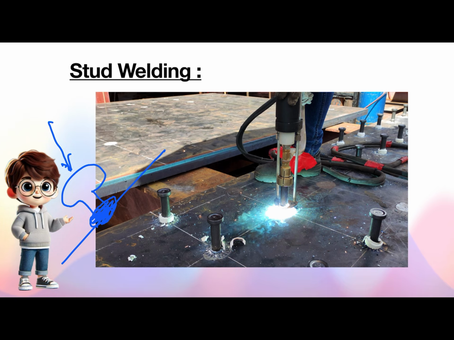Now, while performing this stud welding, to avoid the draining out of this molten metal from the welded joint, we will provide ceramic collars. These white colors are the ceramic collars. So this molten metal will be completely filled into these ceramic collars and it will not project outside. After performing the stud welding, these ceramic collars will be chipped off like this. This stud welding can be done in shop and in the field also.